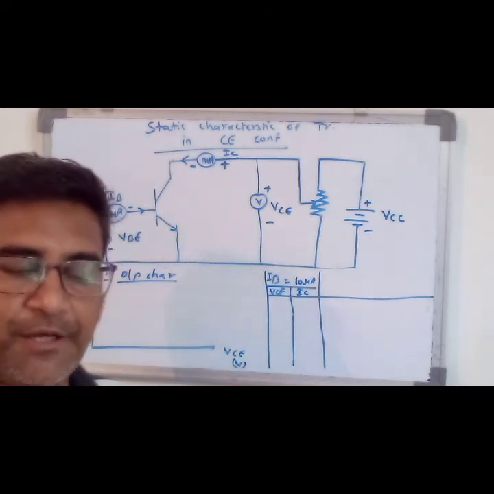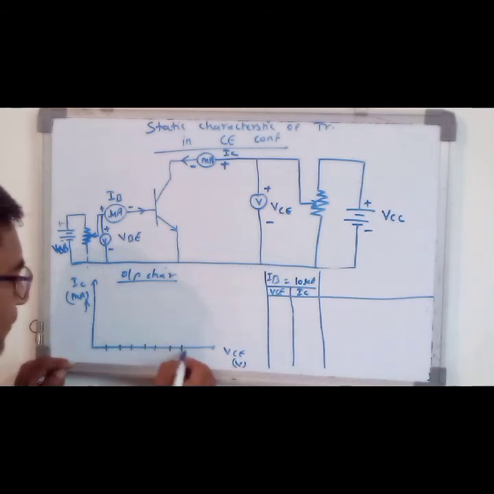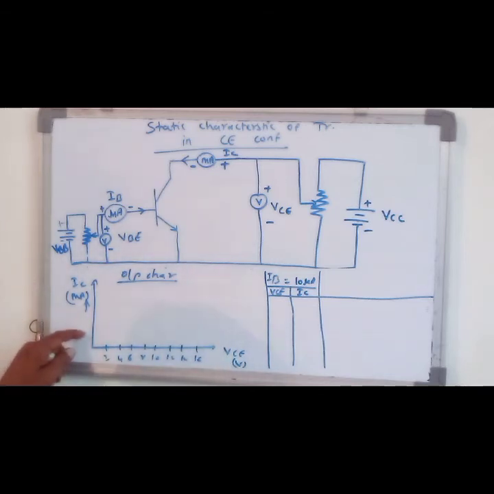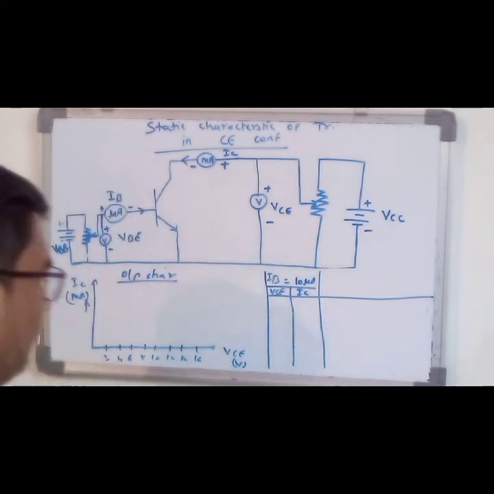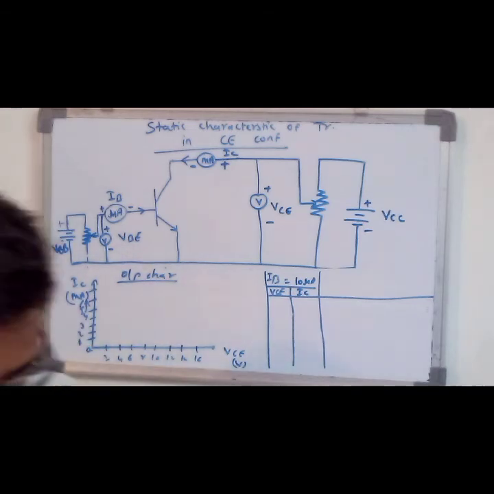Now the VCE value has to be marked with some particular voltage. The voltage will increase: 2, 4, 6, 8, 10, 12, 14, 16. And the milliampere value will again increase from 0, 1, 2, 3, 4, 5, 6. Okay, it is a common value.